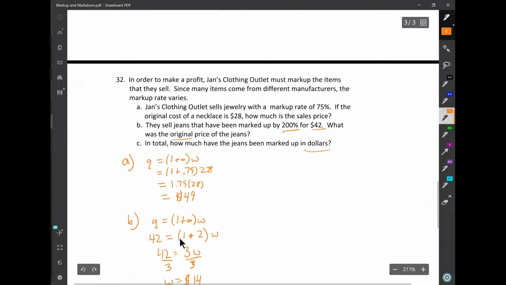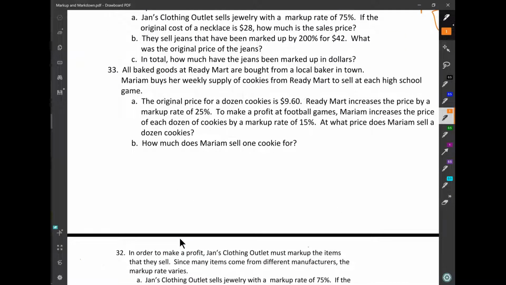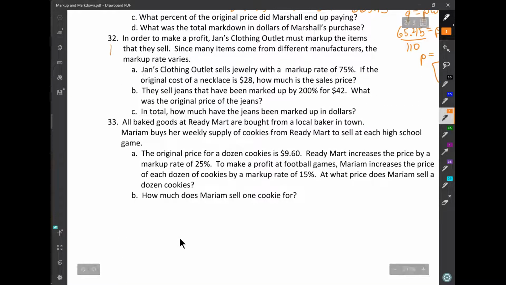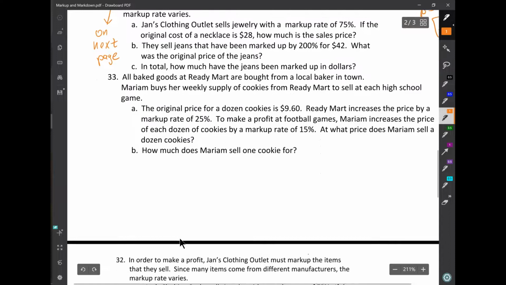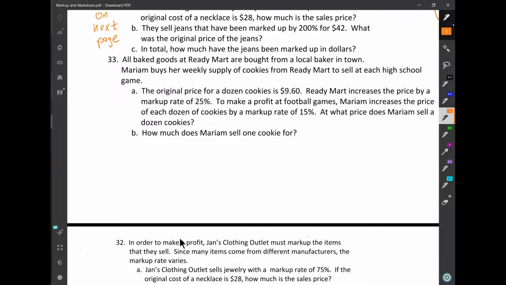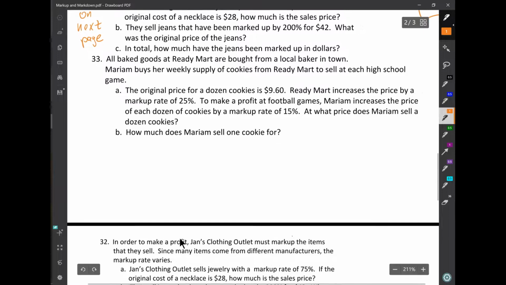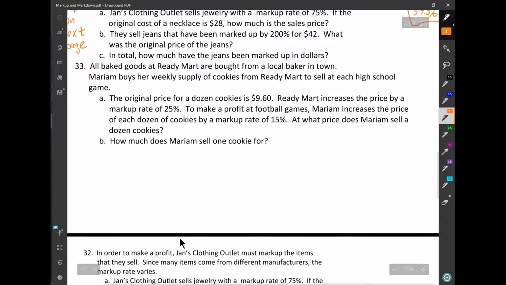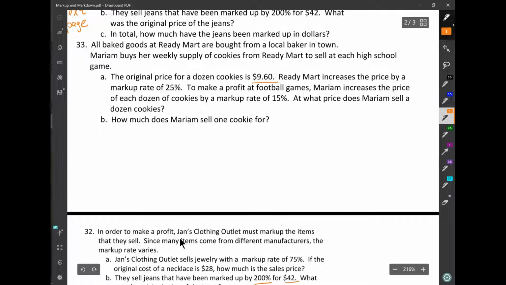All right, number 33. I can do on this page. Let's see. 32 on next page, just to remind you if you're looking at this PDF later. Number 33. All baked goods at Ready Mart are bought from a local baker in town. Miriam buys her weekly supply of cookies from Ready Mart to sell at each high school game. The original price for a dozen cookies is $9.60. Ready Mart increases the price by a markup rate of 25% to make a profit at football games. Miriam increases the price of each dozen by another markup rate of 15%. At what price does Miriam sell a dozen cookies?